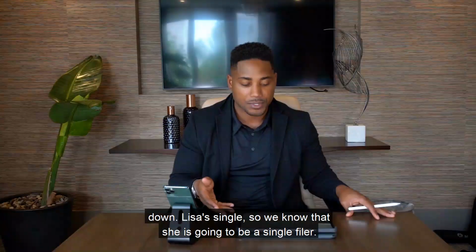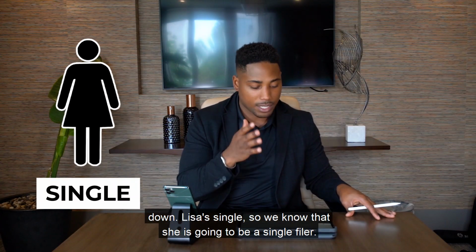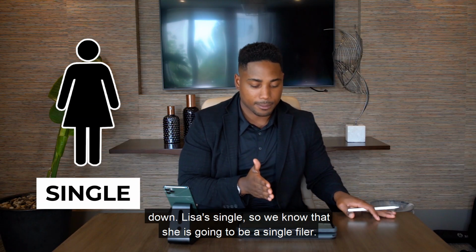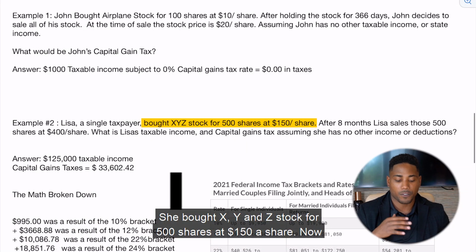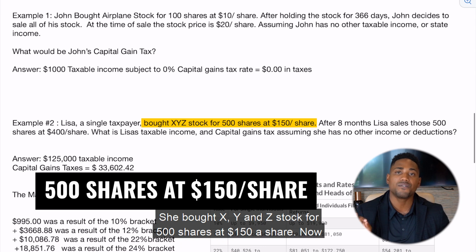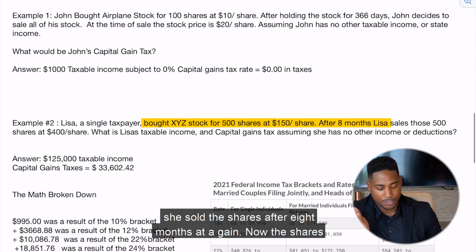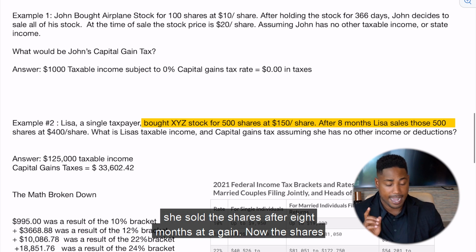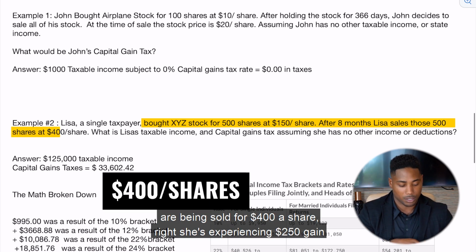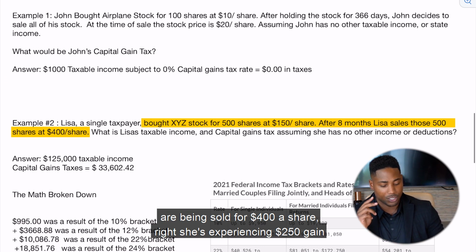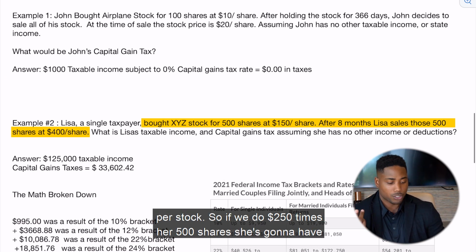So let's break this down. Lisa's single, so we know that she is going to be a single filer. She bought X, Y, and Z stock for 500 shares at $150 a share. Now, she sold the shares after 8 months at a gain. Now the shares are being sold for $400 a share, right? She's experiencing $250 gain per stock.